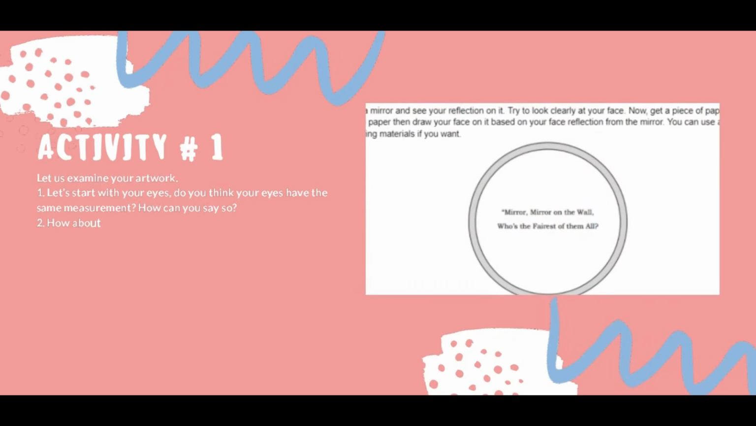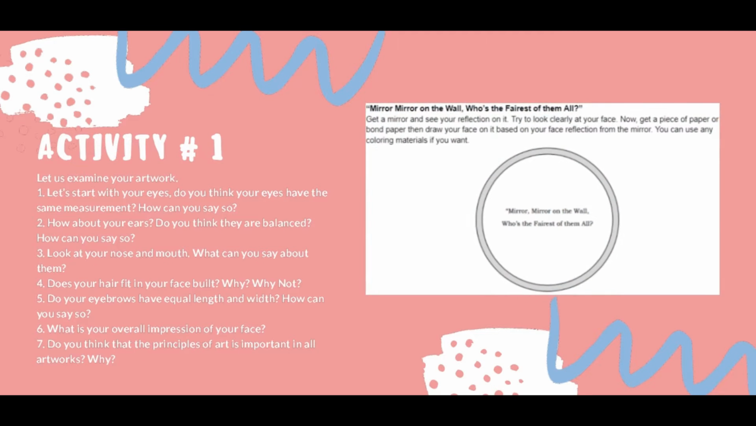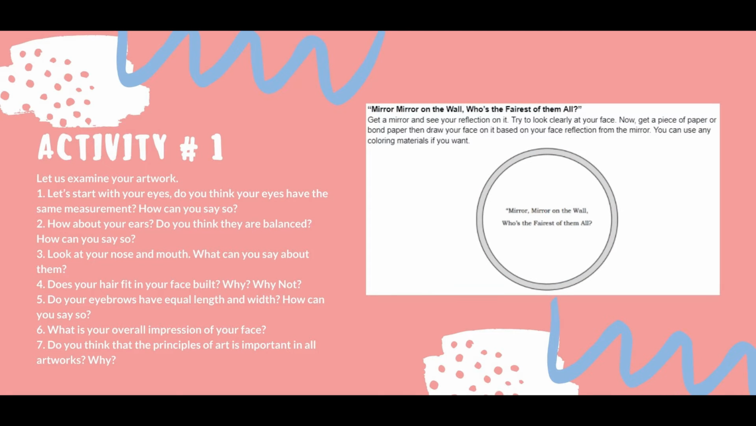But before we start our journey to our new lesson, let us have first a short activity. Activity 1. Mirror, mirror on the wall, who's the fairest of them all? Get a mirror and see your reflection on it. Try to look clearly to your face. Now, get a piece of paper or bond paper, then draw your face on it, based on your face reflection from the mirror. You can use any coloring materials if you want.